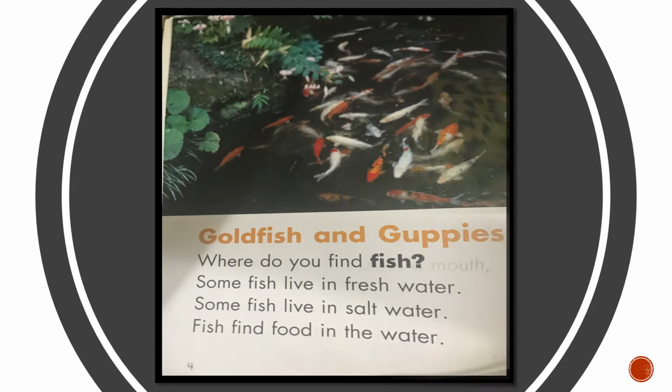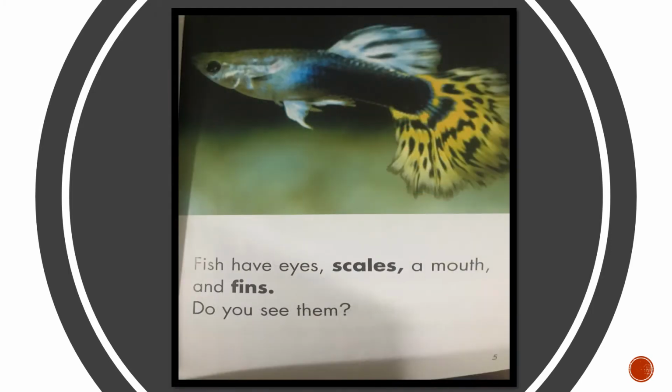You're right. Fish have eyes, scales, a mouth, and fins. Do you see them? Think back to where you drew that picture of a goldfish and all of its different parts. The tail is at the end, and this one has a very pretty yellow and black tail. Then you have a fin on the top, scales going down its body. I see its eyes, its mouth. Oh, I can even see its gills. Can you?